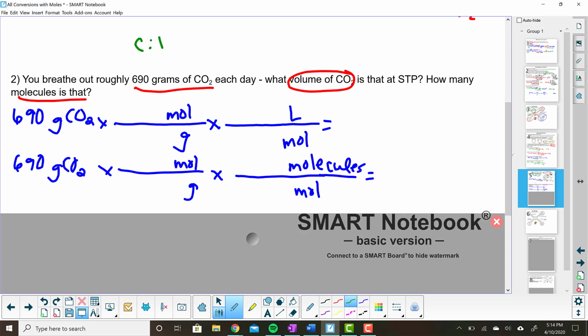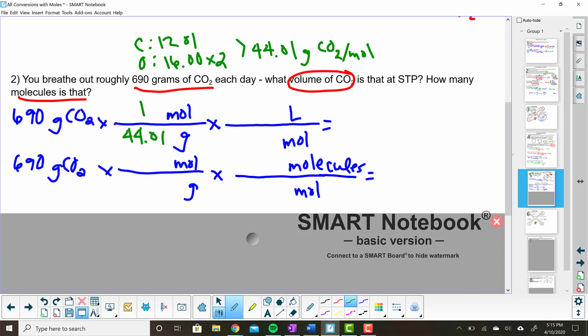Carbon is 12.01. Oxygen is 16, but there's two of them. So 16 times 2 is 32 plus 12.01. That's 44.01 grams of carbon dioxide per mole. So when I include that in my factor, 44.01 goes on the bottom, 1 goes next to moles.